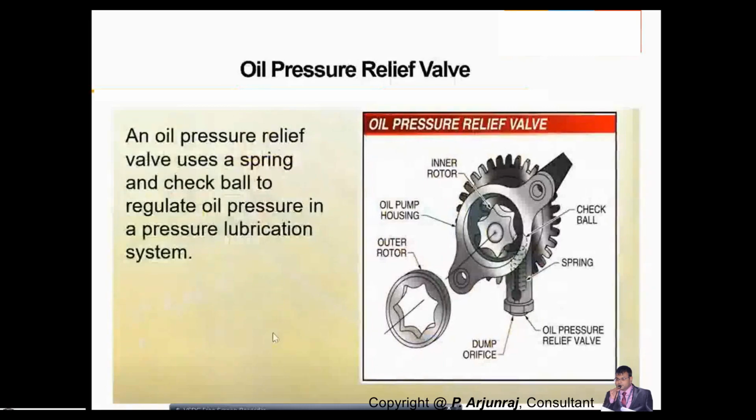In the case of the pressure lubrication system, you have an oil pressure relief valve having a spring rotor, and again a check valve, and this will regulate the oil pressure. This will maintain and regulate oil pressure in the case of the pressure lubrication system. Very important component.